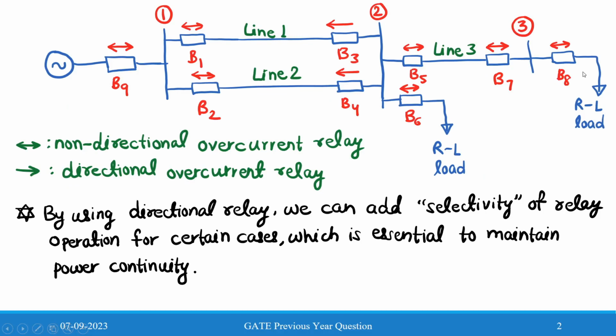This one is the radial feeder, line 3. Corresponding to line 3, all the relays are non-directional overcurrent relays. So R5, R7 and R8 will be non-directional overcurrent relays, and R6 will also be a non-directional overcurrent relay because this is a passive load. It cannot reverse the current. Therefore, we can choose our answer according to this notation.